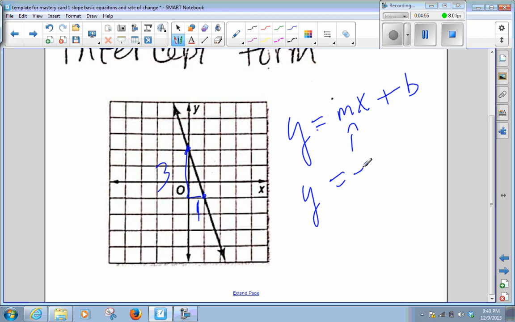So that's -3/1x, which simplifies, of course, to negative 3x. And then the y-intercept is right there at 2. So this will be negative 3x plus 2.